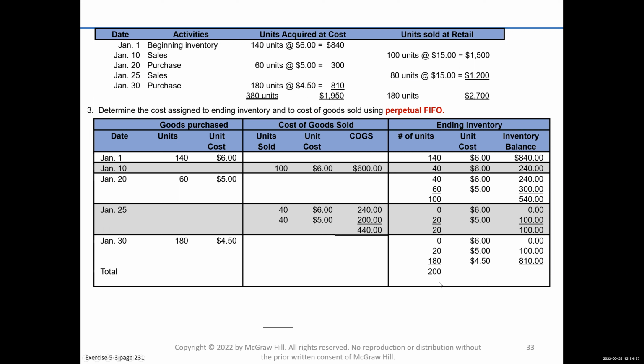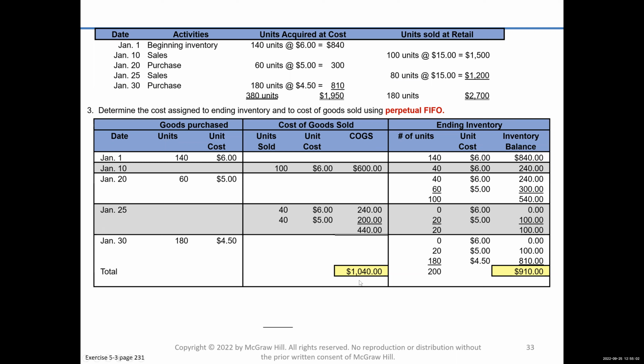So what's our ending inventory? Well, we have 200 units, and we're going to value it at $910. Now, what about our cost of goods sold? Well, we've got cost of goods sold here of 600, and we got cost of goods sold here of 440. You add those together, and we've got a cost of goods sold of 1,040.